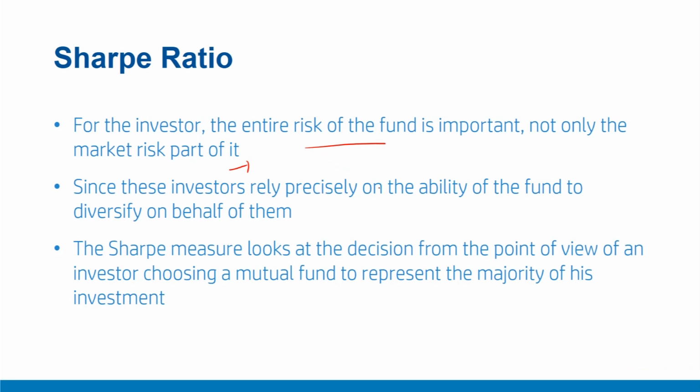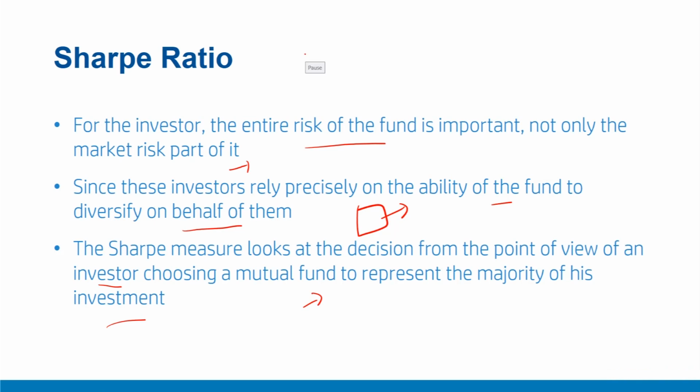And therefore, essentially, they are relying on the ability of the fund or that portfolio to diversify on behalf of them. Therefore, we can say that the Sharpe ratio measure or criteria looks at the investment decision from the point of view of an investor who has chosen this fund to represent the majority of investment. That means most of his or her wealth is invested in this fund or portfolio, and therefore, depending upon the level of diversification, whether it is diversified or not so well diversified, the measure of risk that matters to this investor is the total risk of that particular portfolio where she has invested most of her wealth.